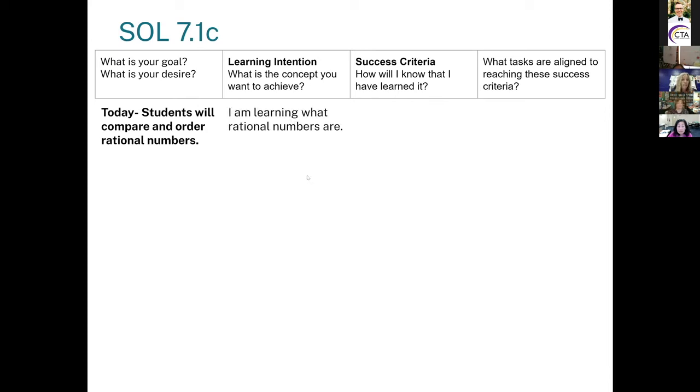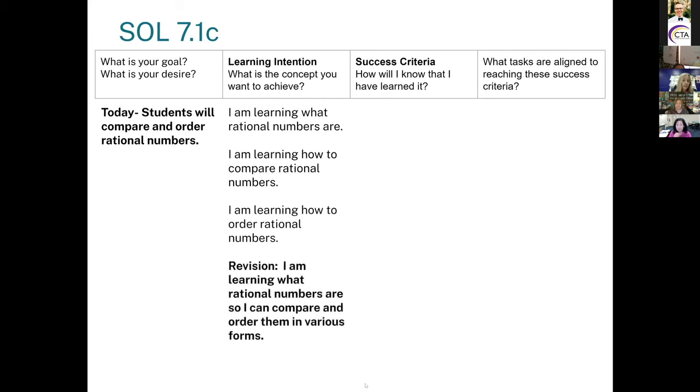So our goal is that we want students to compare and order rational numbers. For our learning intention, the first thing we're going to want to do is ask, what are rational numbers? Students need to know what that is. Then we're going to talk about, well, let's compare them. And then we're going to talk about how to order them. So a revision of a learning intention could be: I'm learning what rational numbers are so I can compare and order them in various forms.